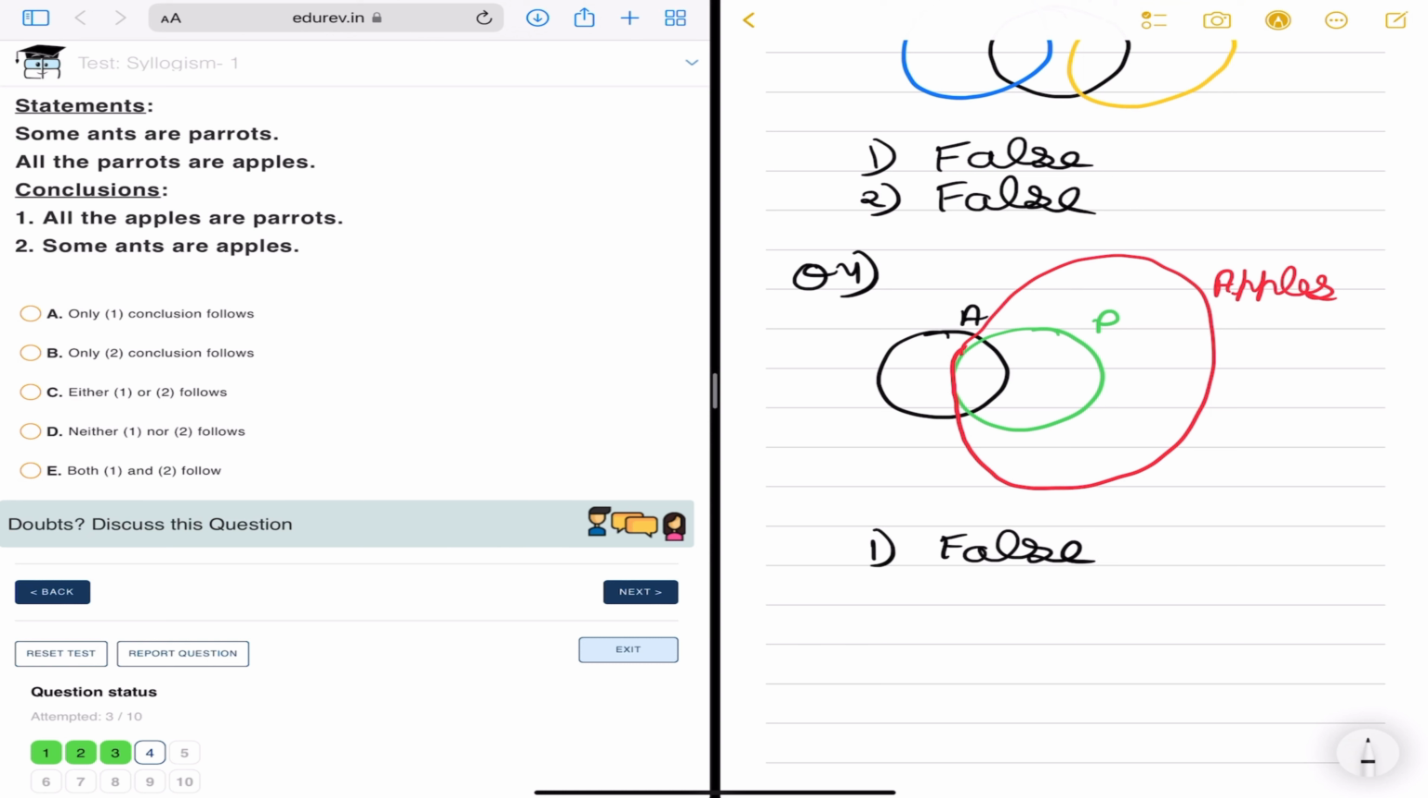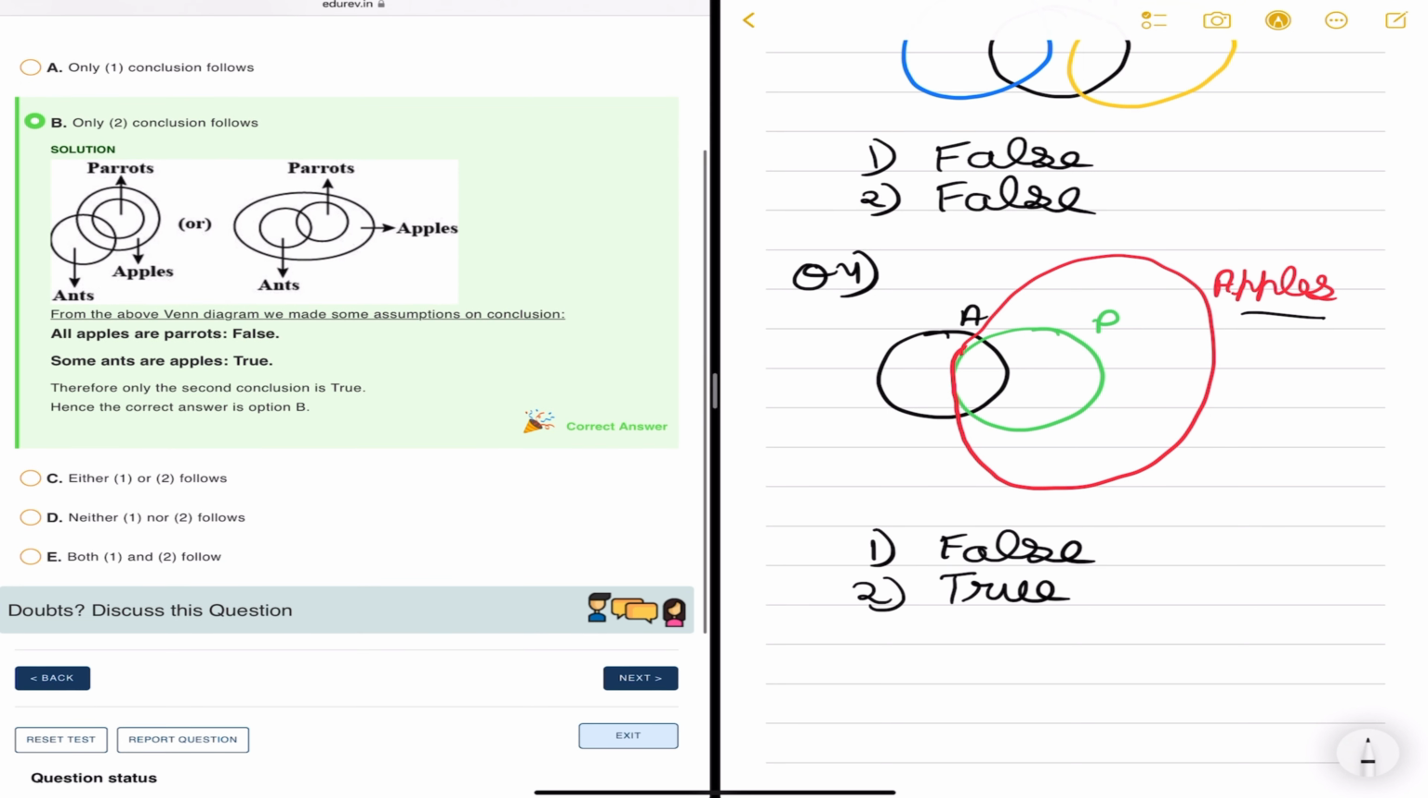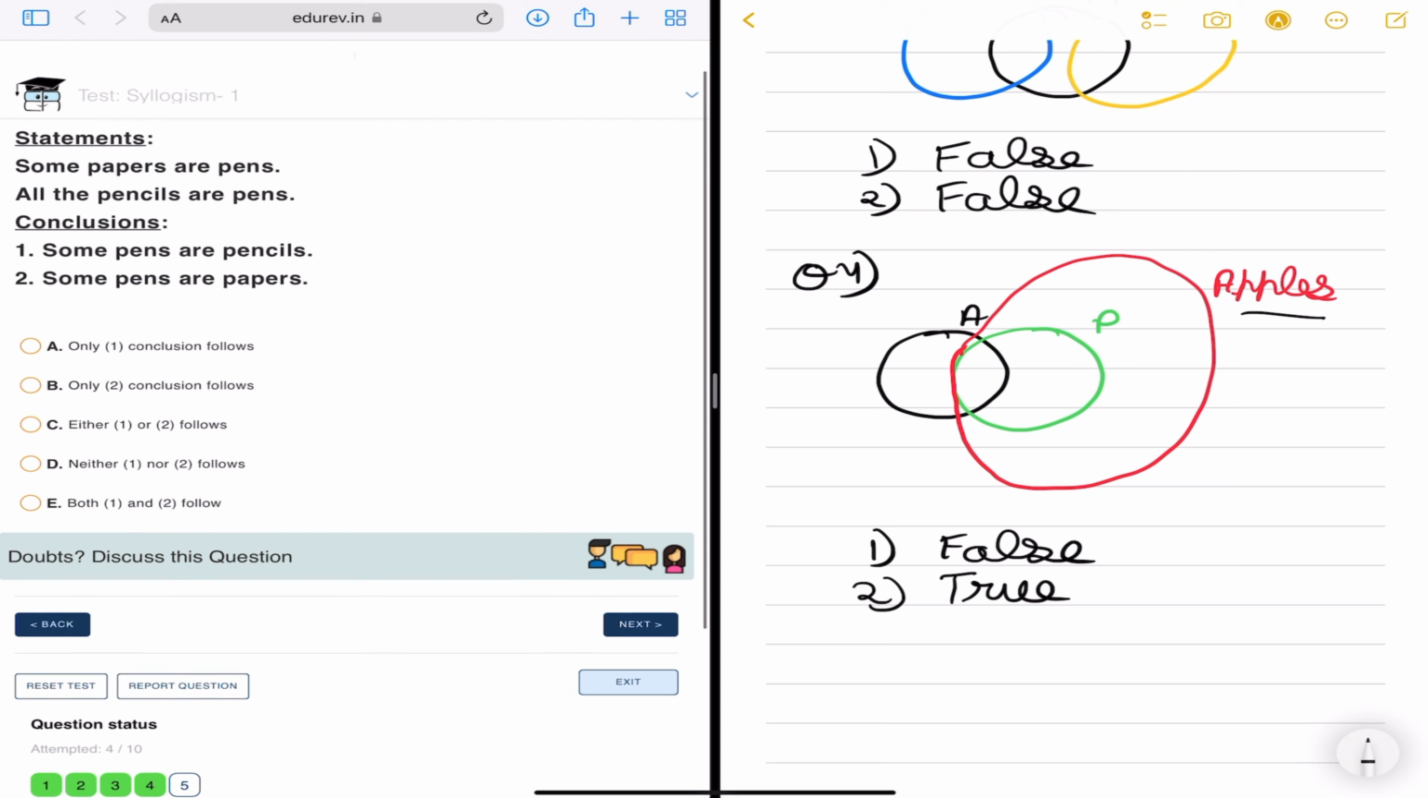While some ants are apples. As A stands for ants here, because some ants are parrots and all the parrots are apples, that is why some ants will also be apples. Therefore our conclusion 2 is true. Therefore our answer will be B, only conclusion 2 follows. As you can see from the Venn diagram that we would make here, it's correct that only conclusion 2 would follow. Now let's look at the next question.